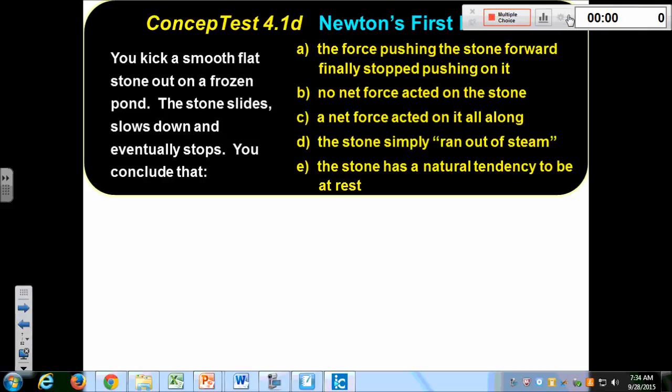You kick a smooth, flat stone on a frozen pond. The stone slides, slows down, and eventually stops. You conclude which of these? It slows down and eventually stops. All right, I'll stop at 40 seconds.